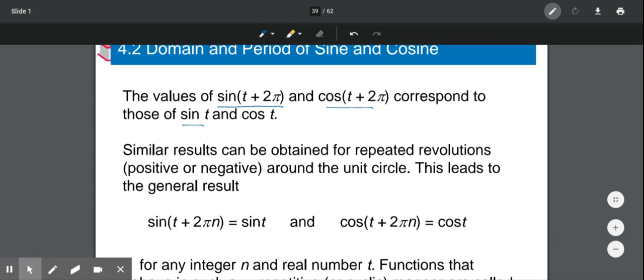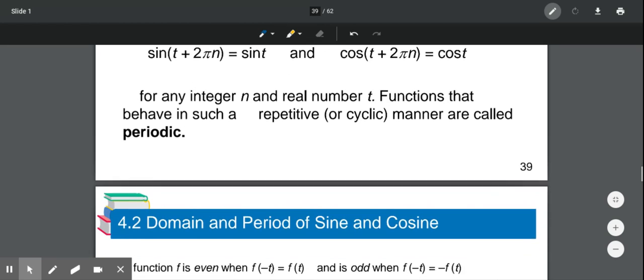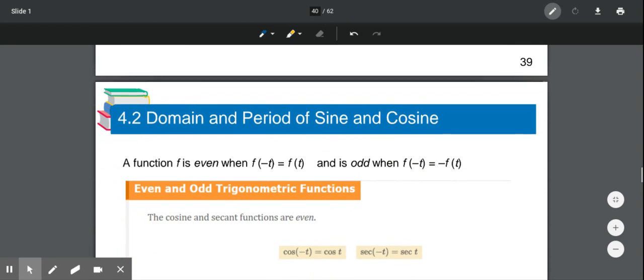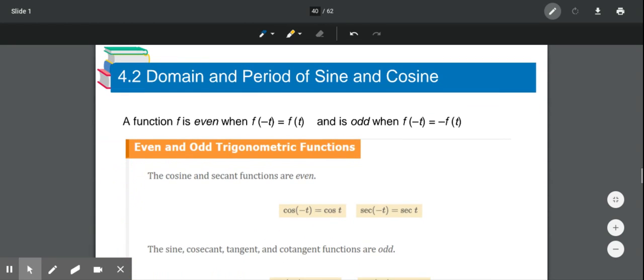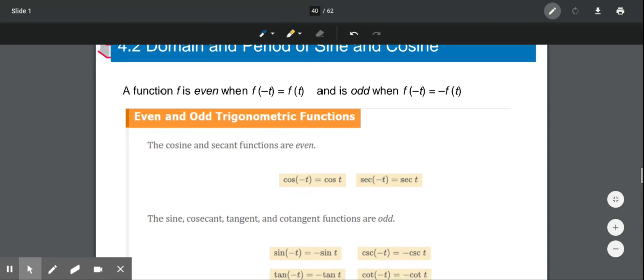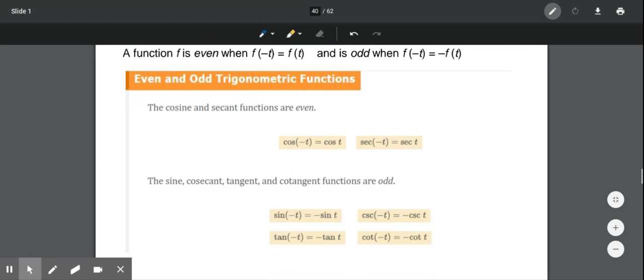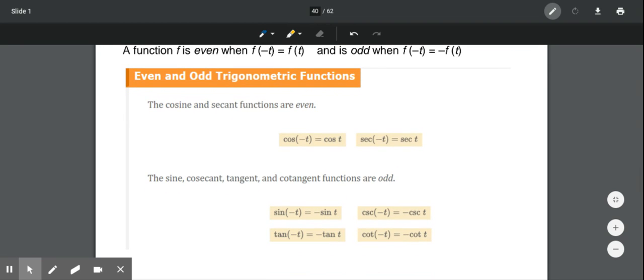Same thing with cosine. If you add 2 pi, you would still get back to that value for cosine. Okay, so if we use that, and then we also have this idea of odd and even functions. Your cosine is even. So if you have the cosine of a negative angle measure, it equals the exact same thing as the cosine of the positive angle measure.